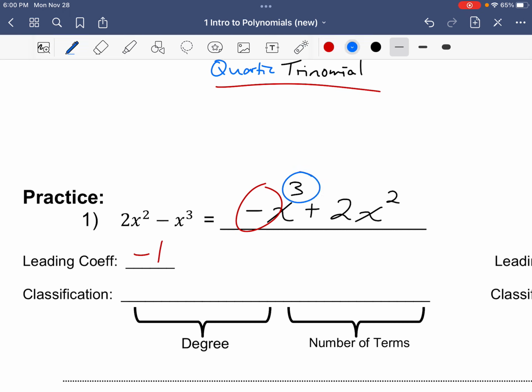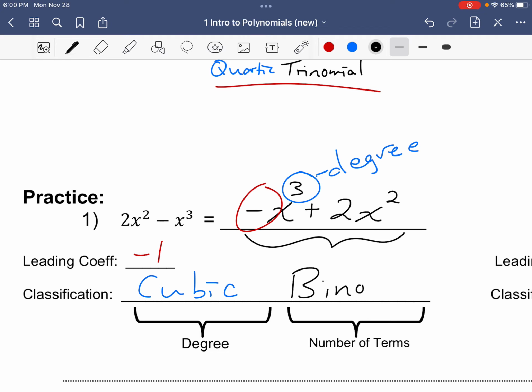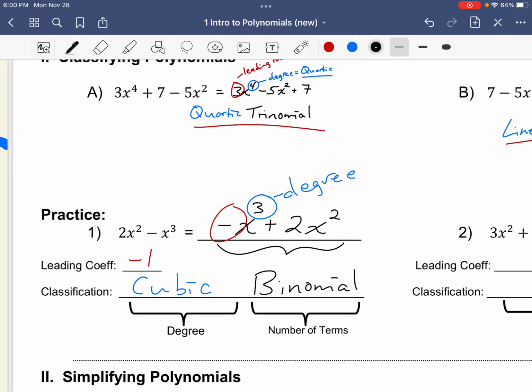The degree is 3. You know there's a special name for degree 3. That's right, it's called a cubic. A cubic. And since there's 2 terms here, we can call this a cubic binomial. Remember, binomial just means that there's 2 terms.